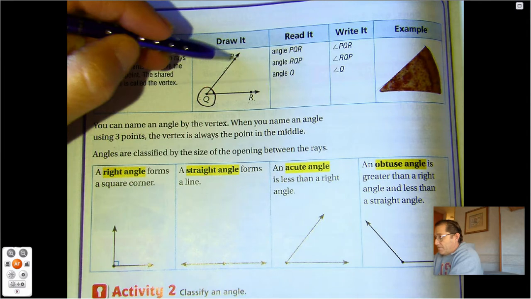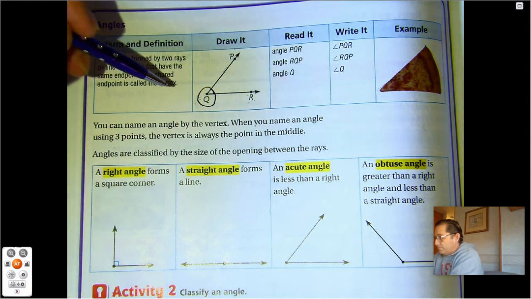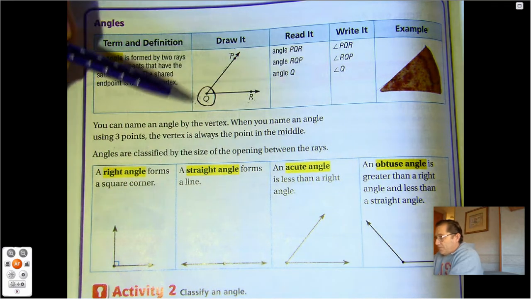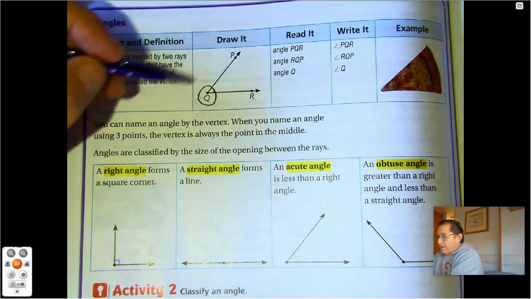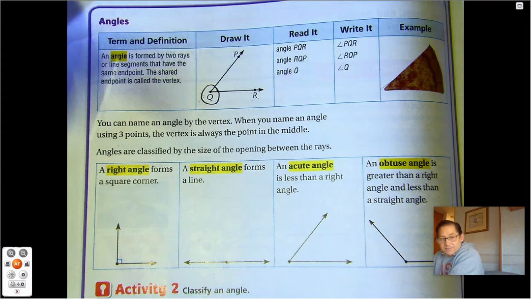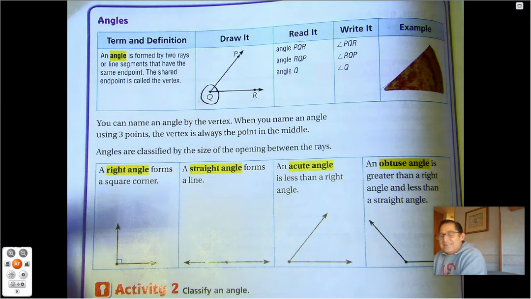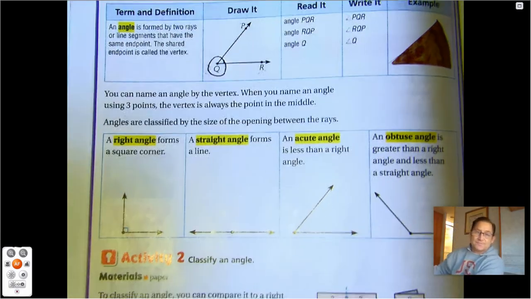So if I was using 3 points, I would name it angle PQR with the Q in the middle, or RQP. And then if I only use one point, I would name it by its vertex, angle Q. Okay, angles are classified by the size of the opening between the rays.